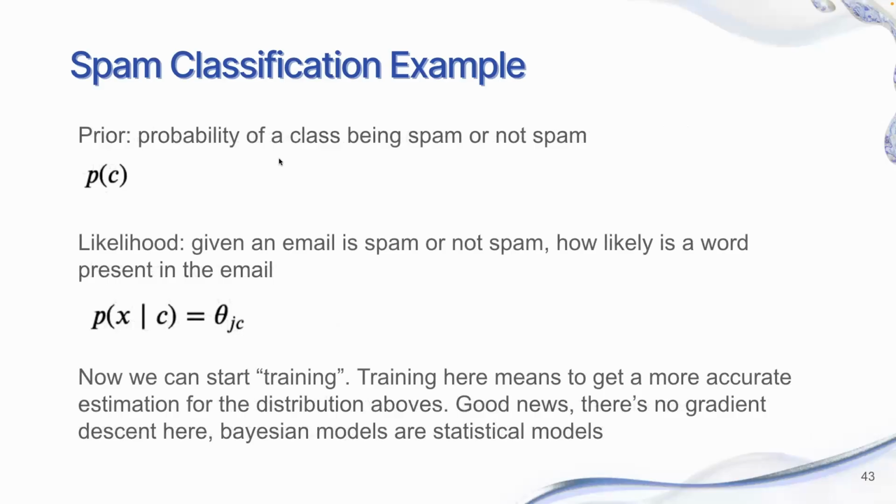So, for spam classification, you're trying to understand the prior, and your prior is hopefully simple. It's just how likely your email is to be spam or not spam. Here I denote it as P(C), where C is your class. It can be 0 or 1, which stands for spam or not spam. So your prior is just how likely an email is spam or not spam, based on your previous understanding. And then the likelihood here is: given an email is spam or not spam.